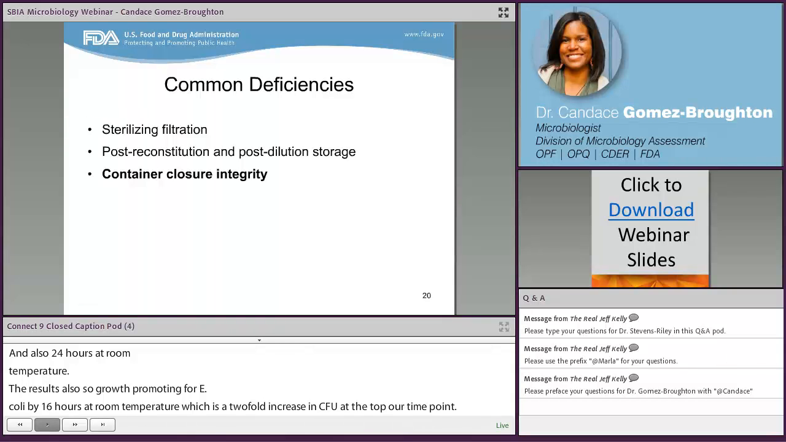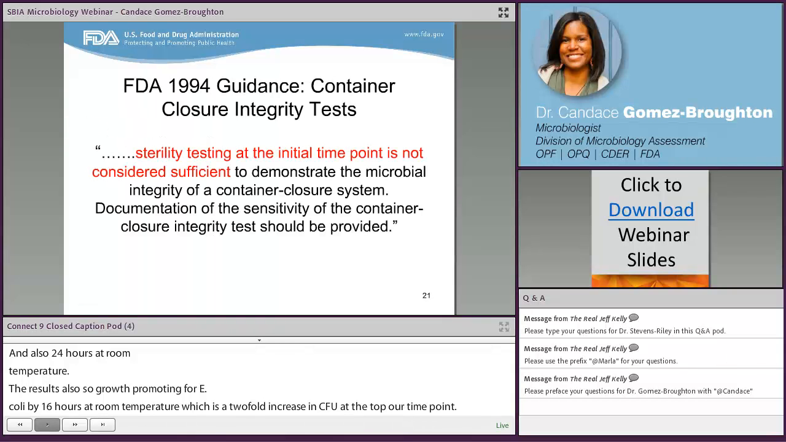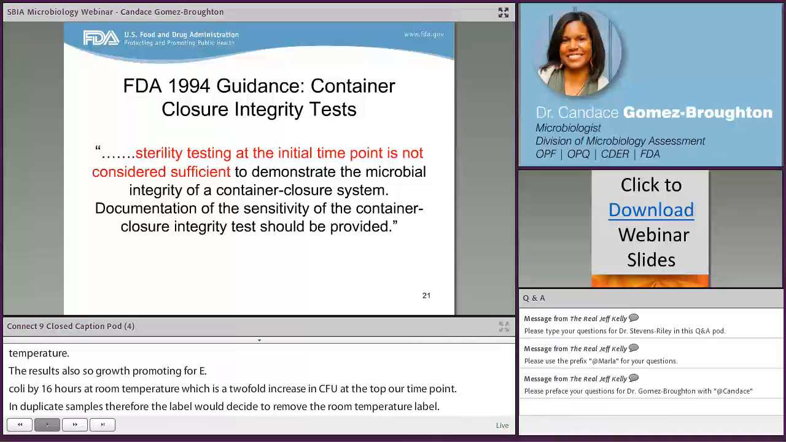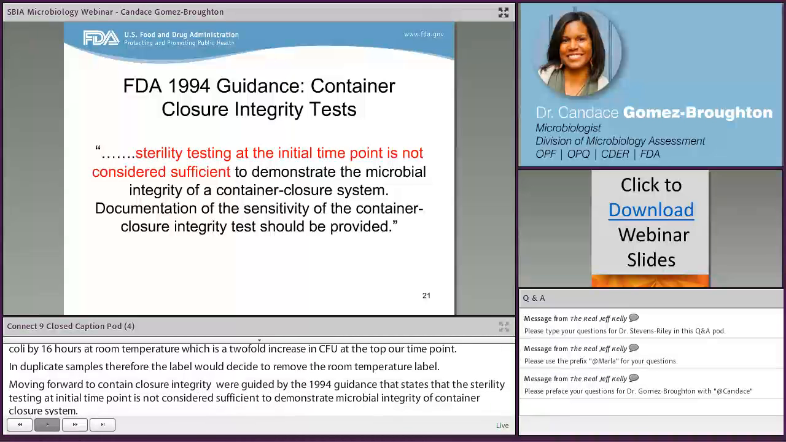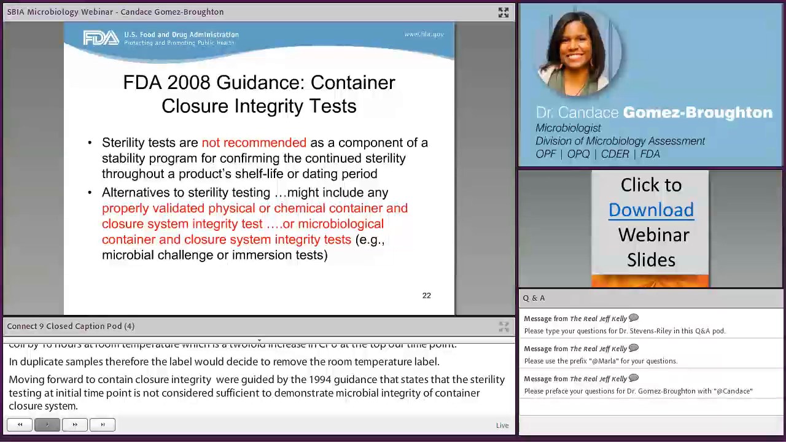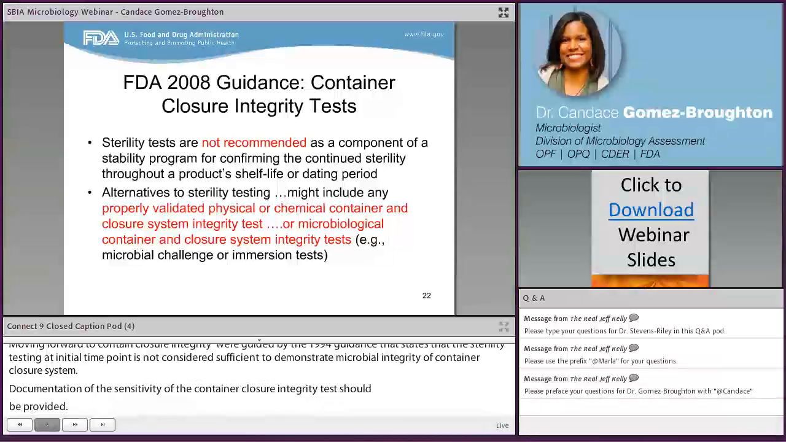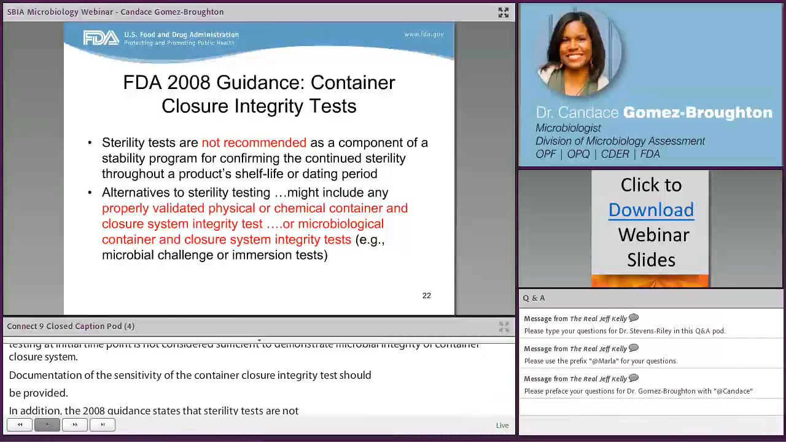Moving forward to container closure integrity. So we are guided by the 1994 guidance that states that the sterility testing at the initial time point is not considered sufficient to demonstrate the microbial integrity of a container closure system. Documentation of the sensitivity of the container closure integrity test should be provided. In addition, the 2008 guidance states that sterility tests are not recommended as a component of a stability program for confirming the continued sterility throughout a product's shelf life or dating period.